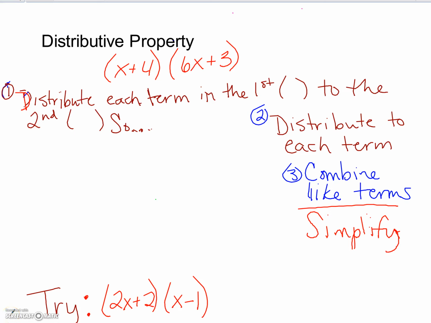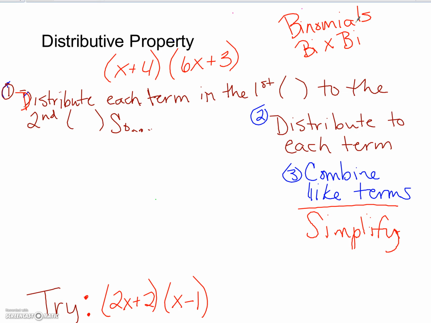Hey guys, today I'm going to talk to you about multiplying binomials. Remember, a binomial has two terms, like x plus 4. There are two terms there. So we're going to be multiplying binomials times binomials. These methods work for that type of polynomial.